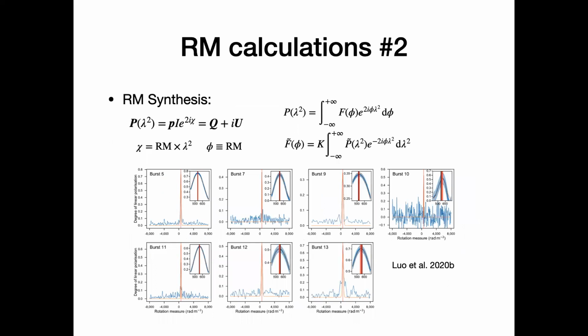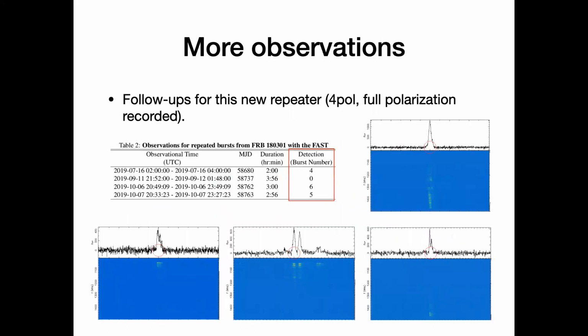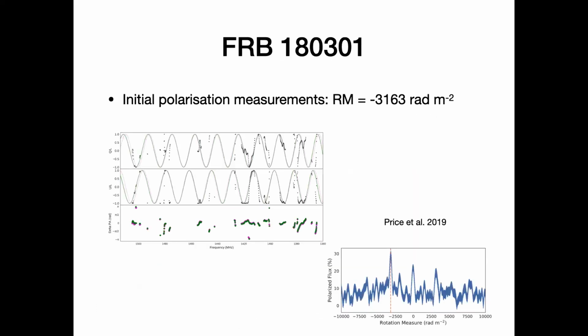So do you mean in RM synthesis? Okay, let me rephrase my question. You said that this FRB is the one where you detected repeating bursts from the FRB that Price et al. first discovered, isn't it? Yes. I think the RM that they found is a negative value. Yes, that means the direction changed.